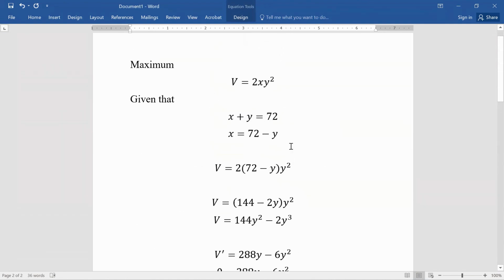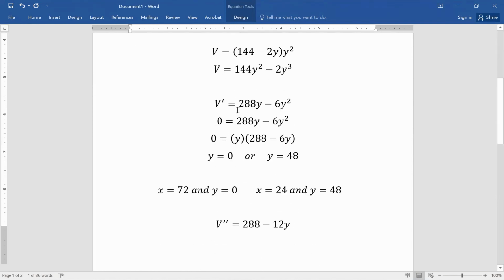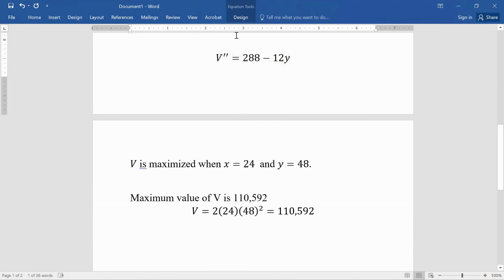This gives a good example of how maximization or minimization works. I have a certain function I want to maximize or minimize. I have some constraints. I substitute out and then utilize calculus to end up getting my maximum or my minimum. That's how to utilize optimization.